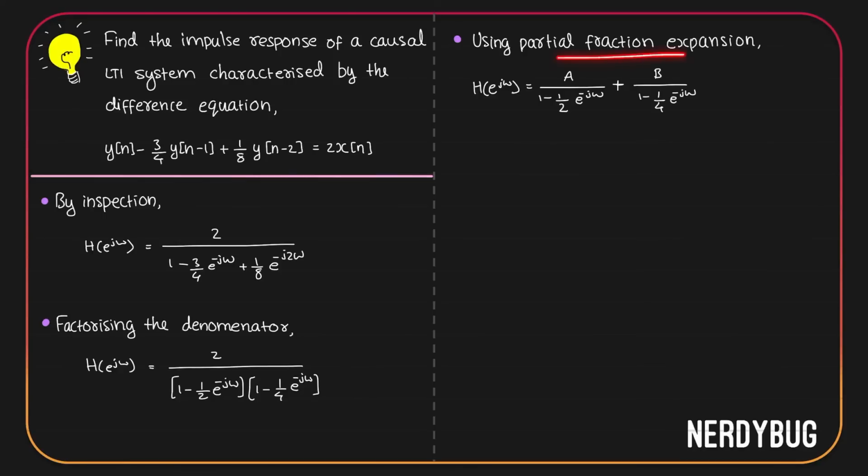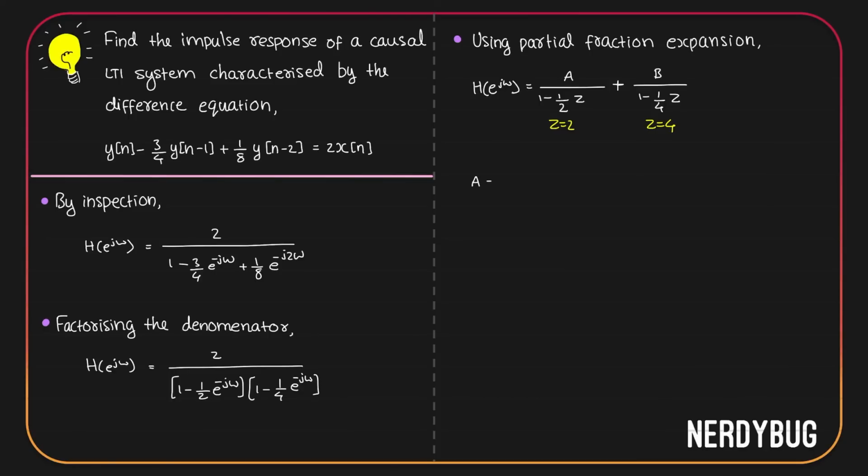Now we have to use partial fraction expansion to write h of e raised to j omega in the form a by 1 minus 1 by 2 e raised to minus j omega plus b by 1 minus 1 by 4 e raised to minus j omega. To make the math simple, let us take e raised to minus j omega to be z. To get the pole corresponding to this, we have to write 1 minus z by 2 is equal to 0, or z is equal to 2. To get the pole corresponding to this, we have to write 1 minus z by 4 is equal to 0, or z is equal to 4.